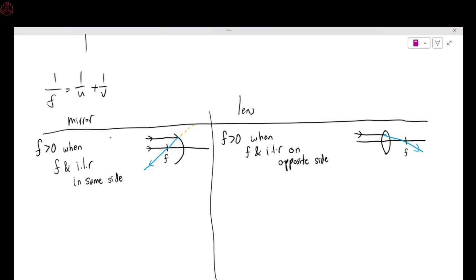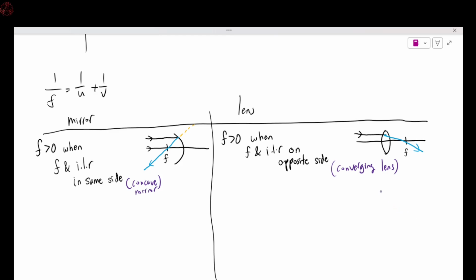Okay, now for mirrors, this is a situation where we call it concave. That's a horrible color. Let me just change that. Should I use purple? Yeah, sure. This is going to be concave. This is a concave mirror, and on the other hand, this is what we call a converging lens. Okay, same thing.